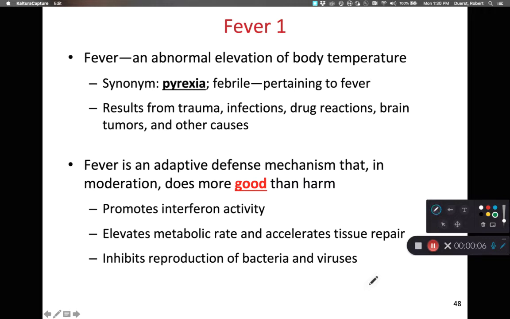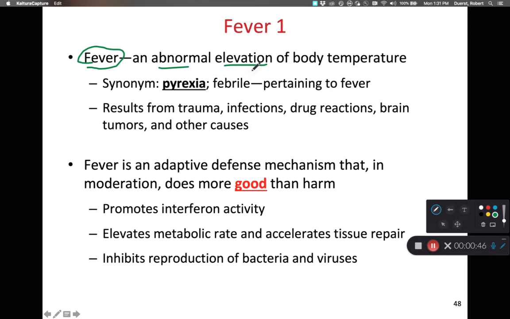Hi class, in this recording we're going to focus on fever and inflammation in great detail. So when we think of a fever, it is just loosely defined as an abnormal elevation of body temperature, not a specific temperature measurement. If your baseline body temperature is 96 degrees Fahrenheit, you could have a mild fever with a temperature of 98 degrees Fahrenheit. If your baseline body temperature is 99 degrees Fahrenheit, you could be totally fine and not have a mild fever with that 99 degrees Fahrenheit. So it is a little subjective on a patient-to-patient basis.